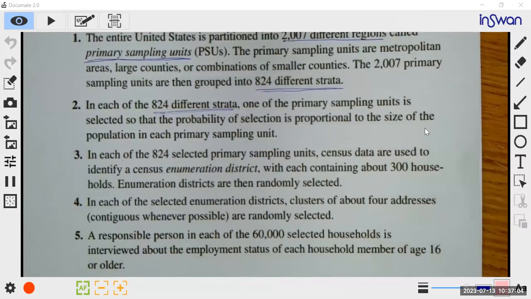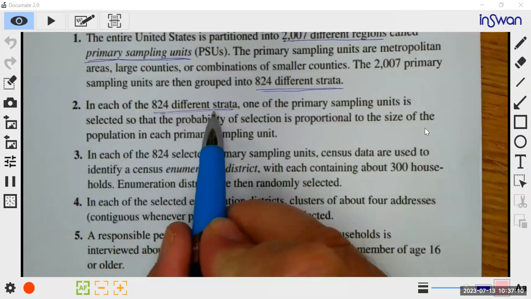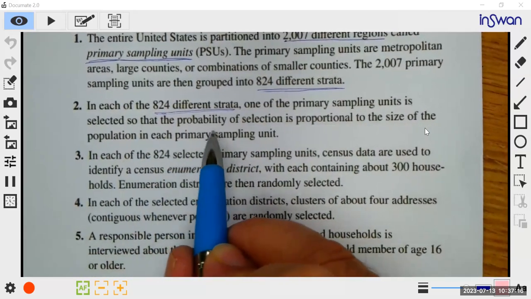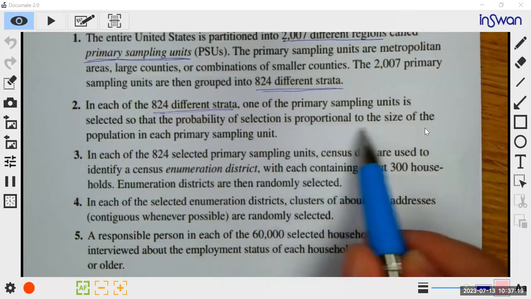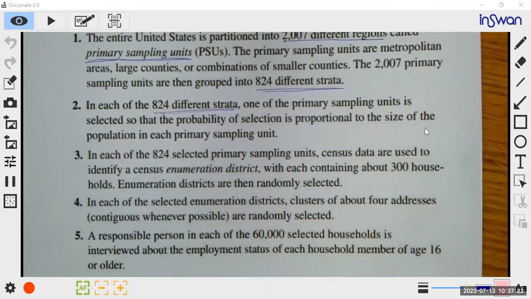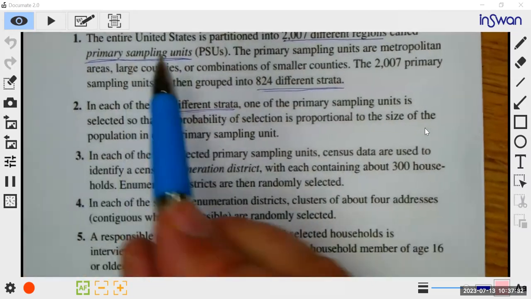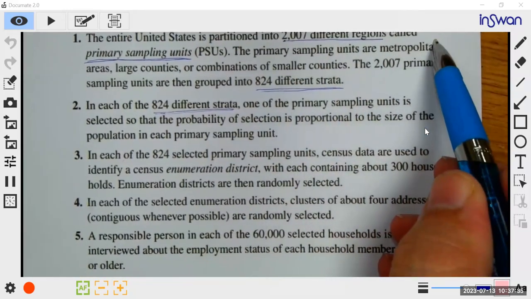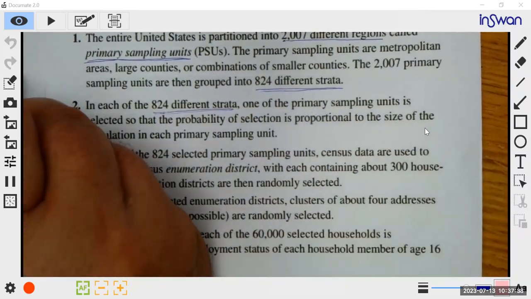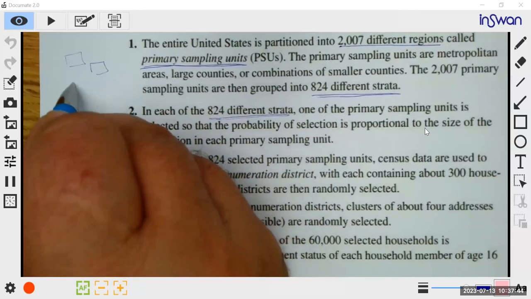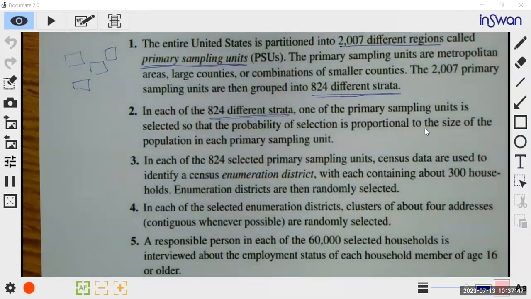What does that mean? In each of the 824 different strata, one of the primary sampling units is selected so that the probability of selection is proportional to the size of the population in each primary sampling unit. What, okay, first off, what's a primary sampling unit? Well, it's up here. Yeah, those are the 2007 different regions. So we have 2007 different regions of the United States. Here's one region, here's another region. So we have 2007 of those.